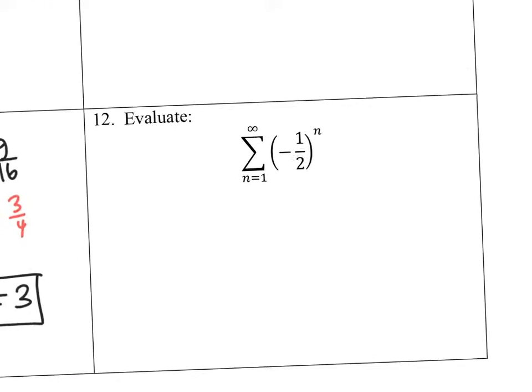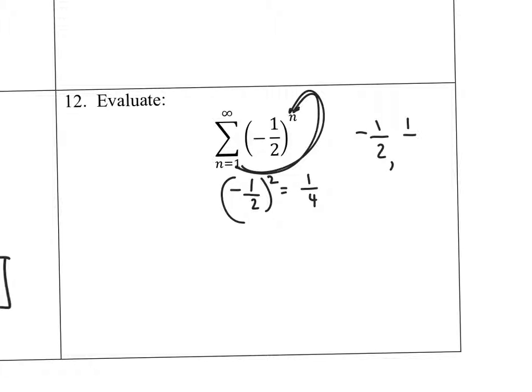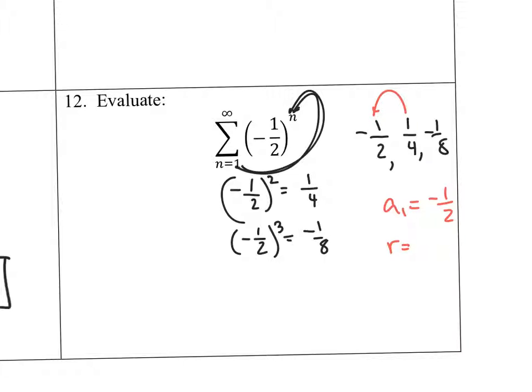This one, I'm going to first generate the first couple of terms. So if I plug in 1, it's going to be negative 1/2. If I plug in 2, it's going to be negative 1/2 squared, which is 1/4. If I plug in 3, it's going to be negative 1/2 cubed, which is negative 1/8. So I can see that my first term is negative 1/2, and my R, my common ratio, is 1/4 divided by negative 1/2, which is negative 1/2.